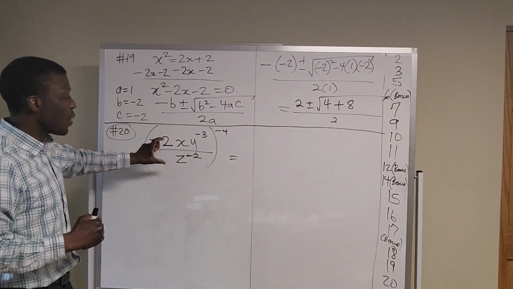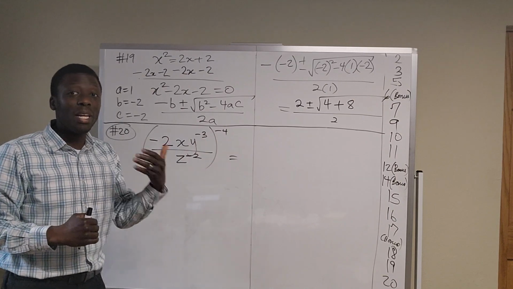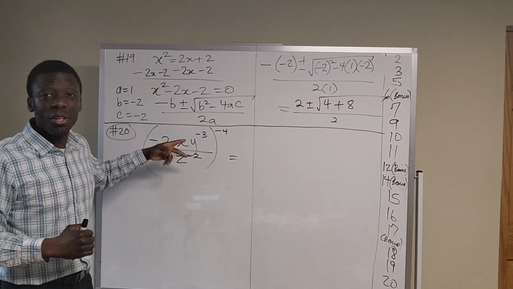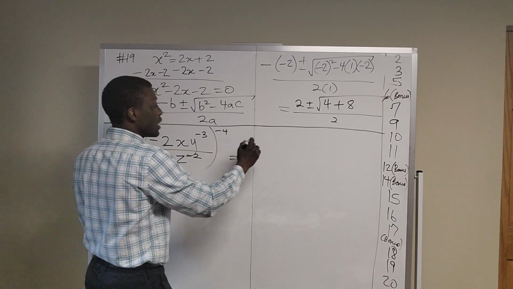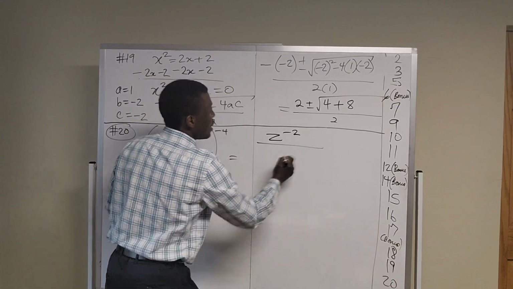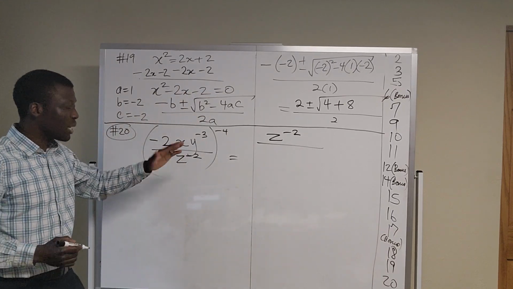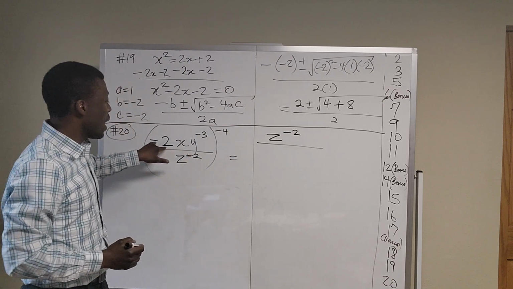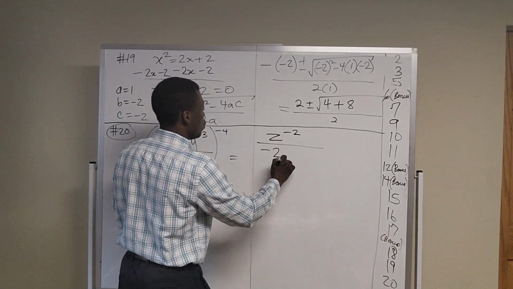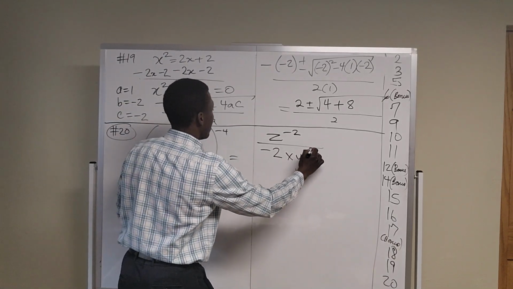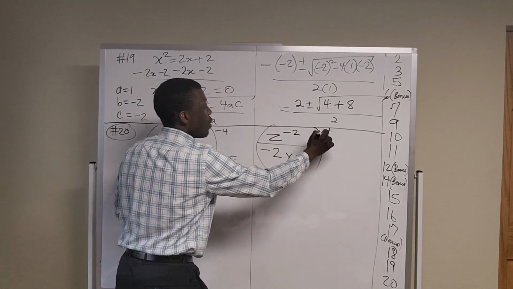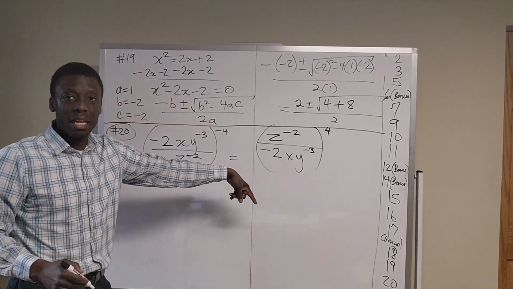Over here, when we have a negative exponent outside, what we can actually do is flip the contents inside. So this actually becomes z to the negative 2. We can show the proof of it in a different video. And then in the denominator, you now have negative 2xy to the negative 3. And now we have a positive 4 rather than a negative 4.